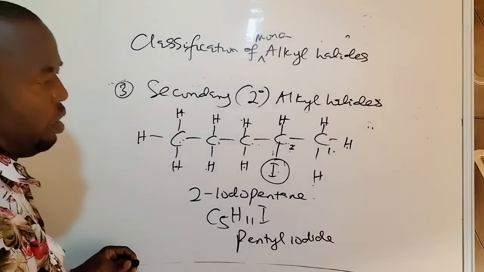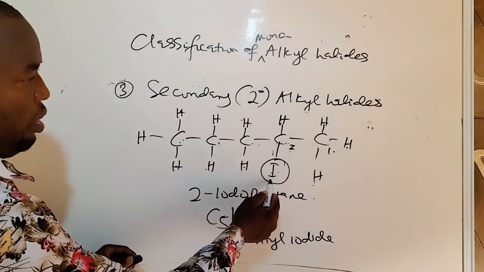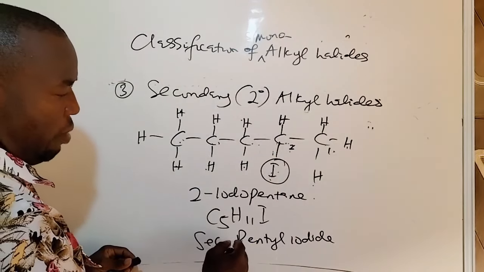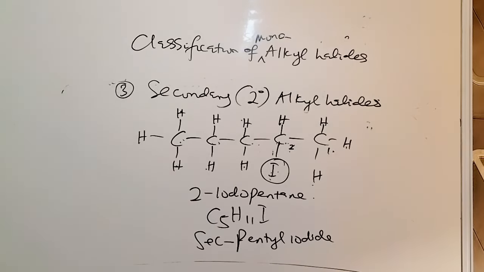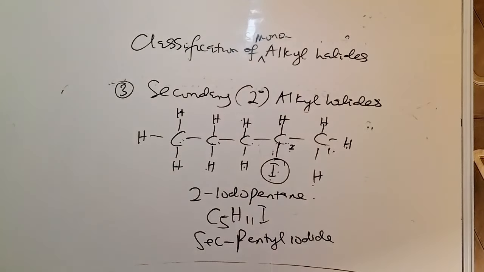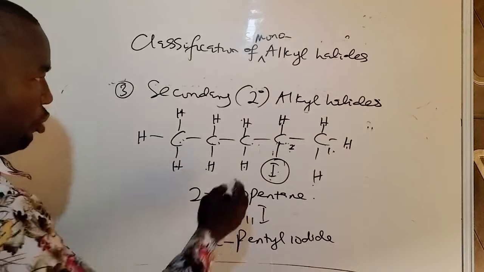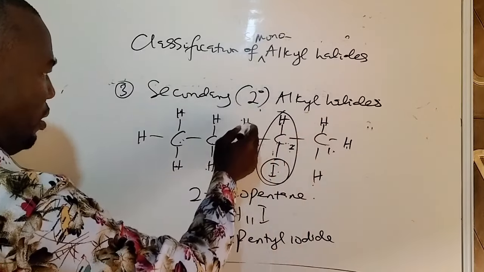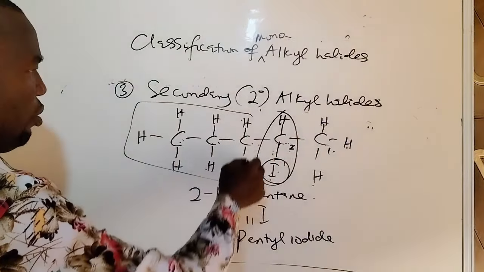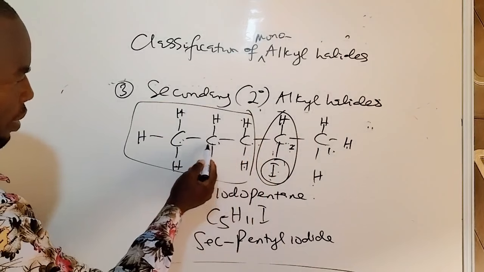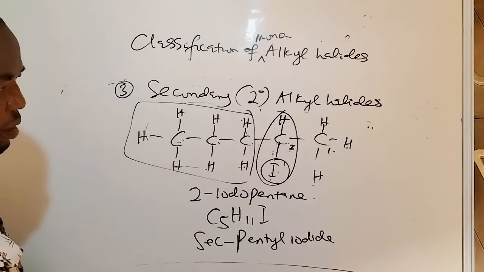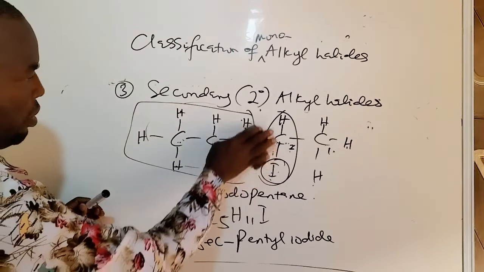But to show that the iodine is bonded to the secondary carbon, we now call it secondary or sec-pentyl iodide. So to prove your structure, this is the one carrying the halogen, leave it alone. Compress this group here. So this is C3H7. You can count it very well, C3H7. So I will delete it.